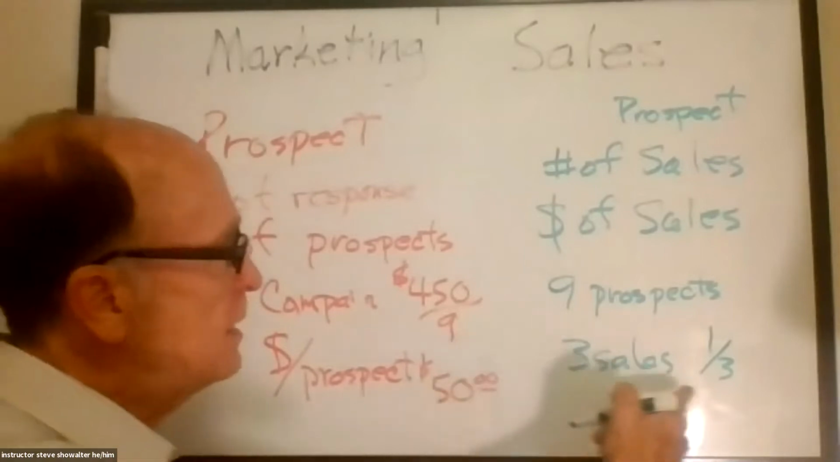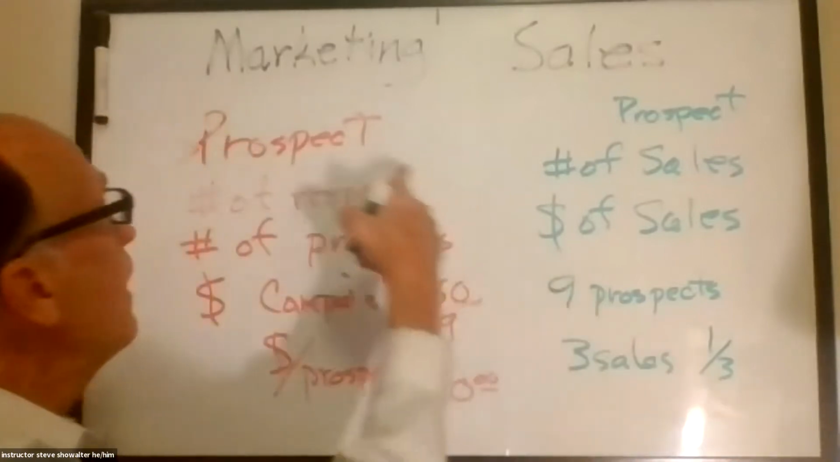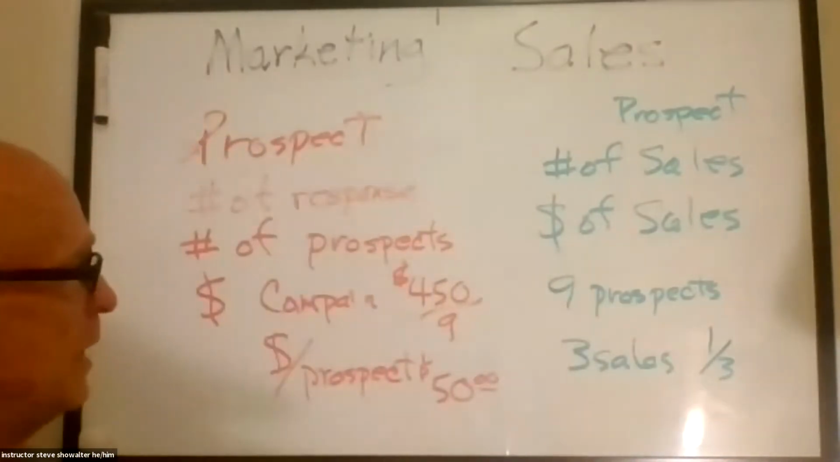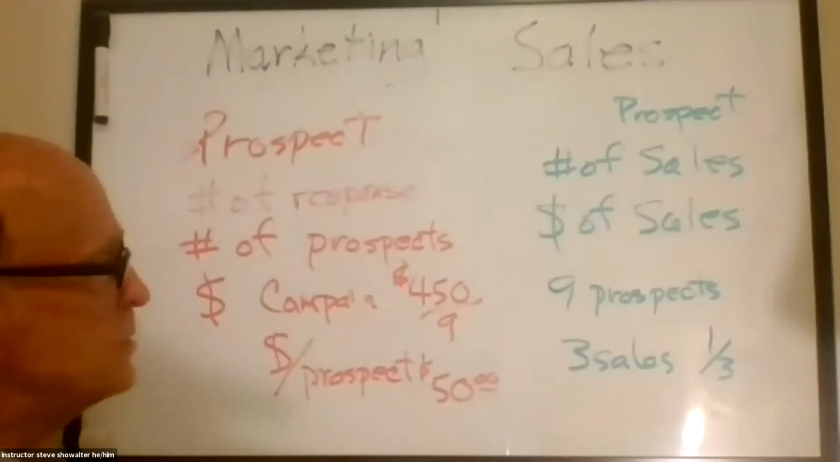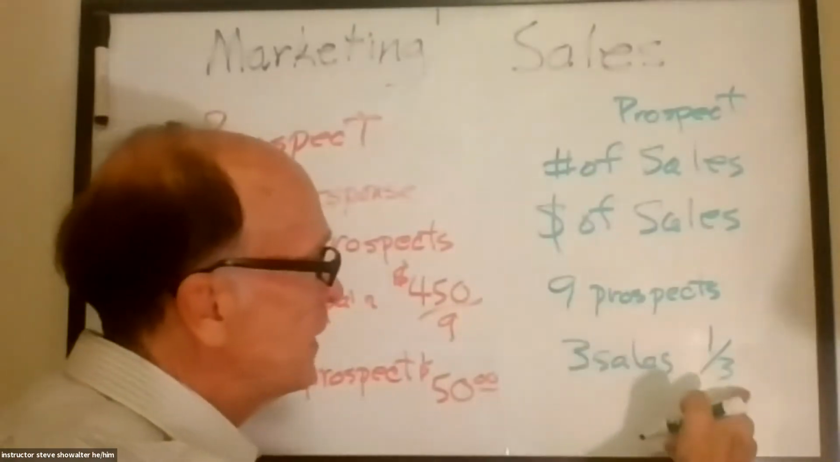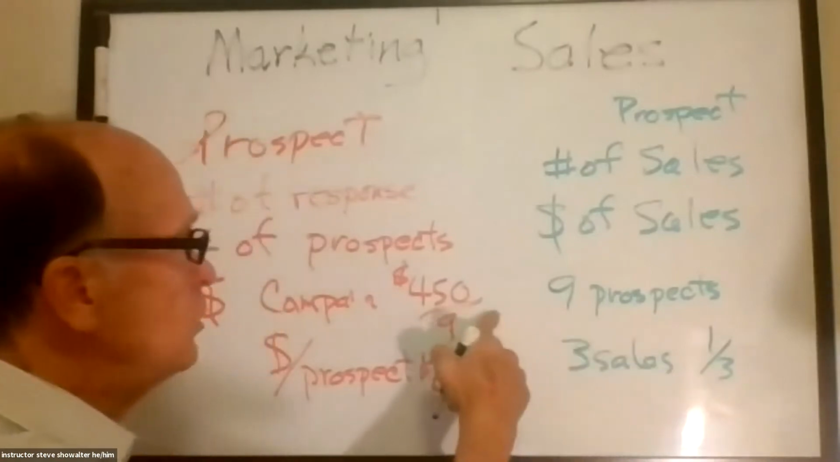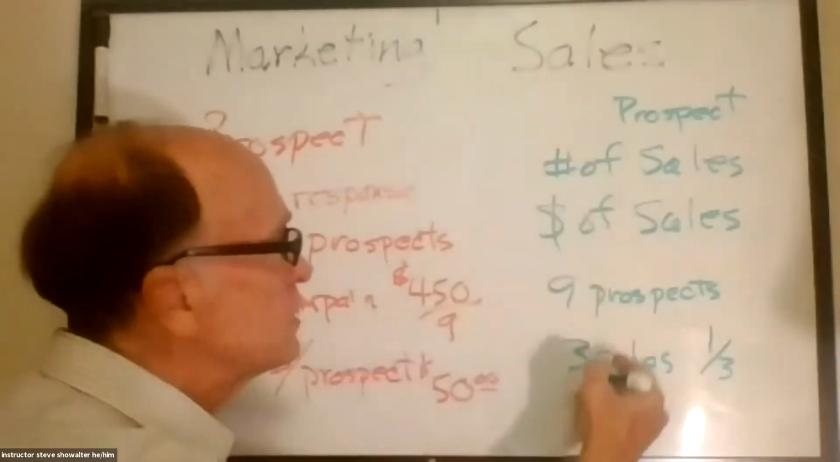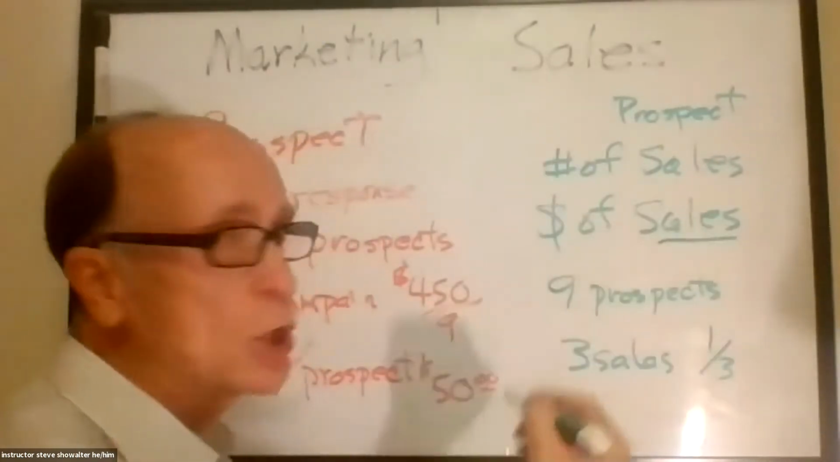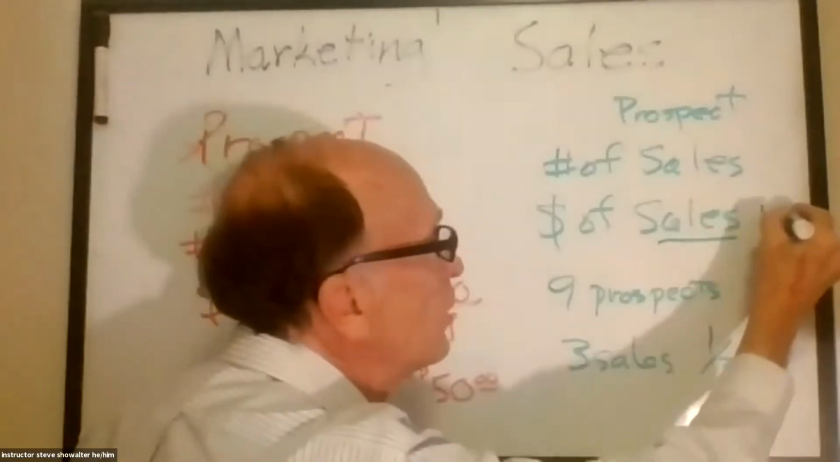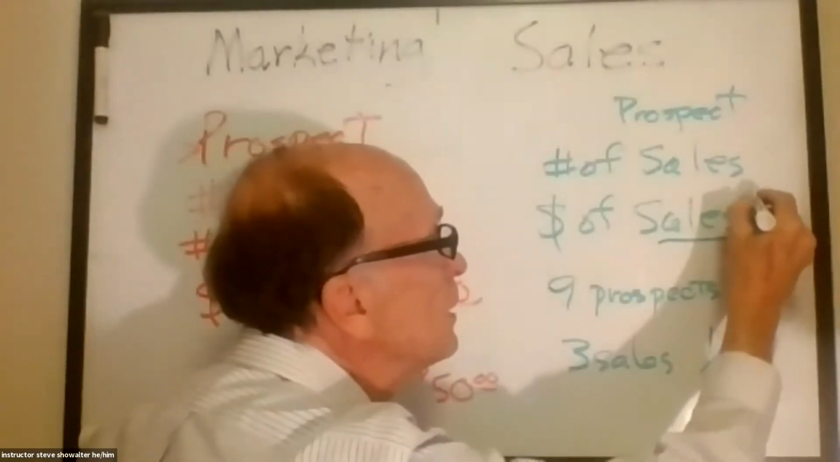Okay, I can take this 1 in 3 close ratio back to my marketing campaign and say, out of my 9 prospects, I had 3, so 3 into 150. Each sale, each cost of customer, was $150 in that process.